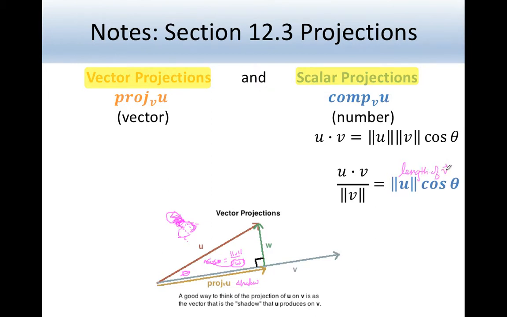of v. And what did we call v though? V is the shadow of u onto here. And that's what we called the component, right? The component of u shadowed onto v, or the component of u projected onto v. That is a number. So instead of calling it this, you now have a formula for the length of the shadow.